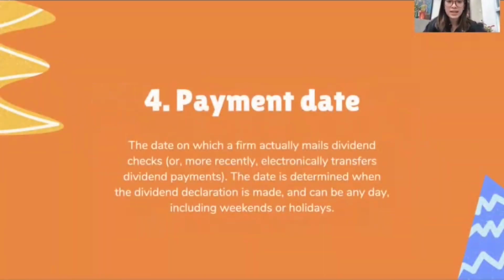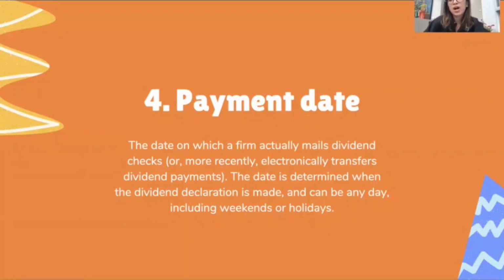And the last one is the payment date. This is the date on which a firm actually mails dividend checks. Nowadays, this is done electronically by wire transfer, but in the past, sometimes people did it by mailing checks. So this is the payment. This is the date when the payment is actually made to the shareholders. The date is also determined by the company, and it could be on any day, including weekends, weekdays, or even holidays.